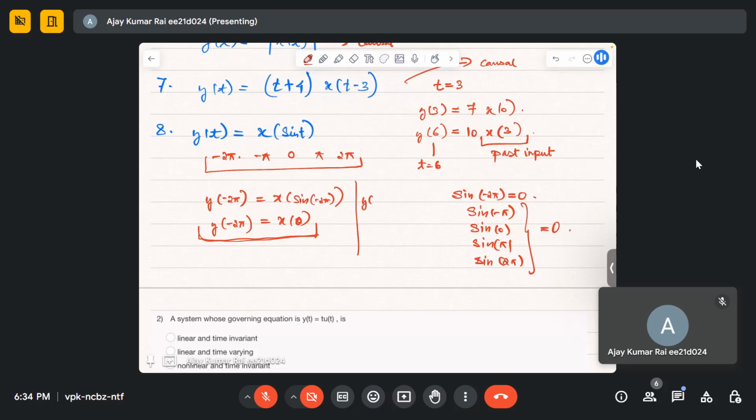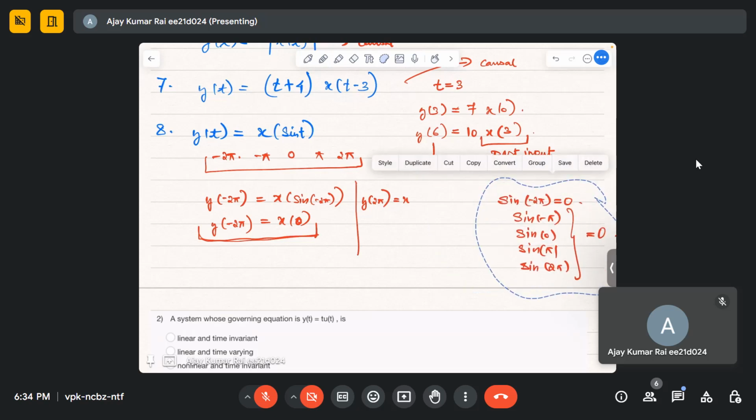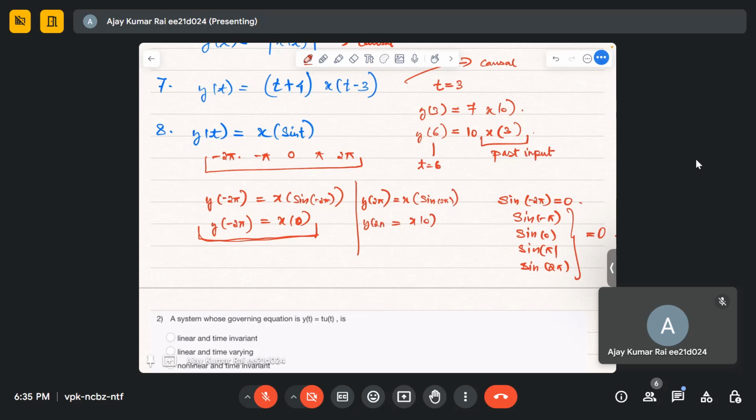I can also put 2 pi. Okay, x. It will be simple if I take t greater than 0. So sine of 2 pi is equal to 0. You see, at t equal to 2 pi, it depends on x of 0. Okay, so x of 0 is past.